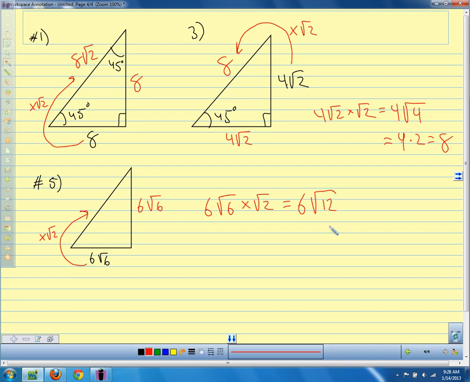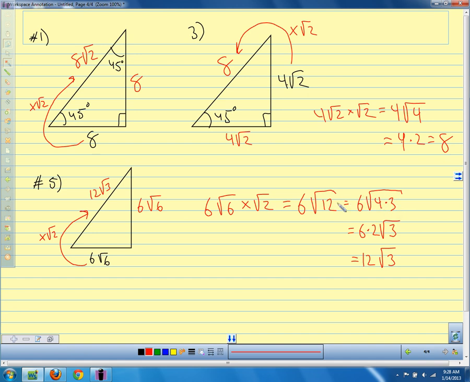Well, 12 I can simplify a little bit. What are two numbers that multiply to 12, where one of them I can take the square root of evenly? 6 and 2? Do we know the square root of 6 or 2? 4 and 3. And this is the same as 6 times the square root of 4 times 3. What's the square root of 4? 2. So I bring that 2 outside, so I get 6 times 2, and I leave the square root of 3 by itself. 6 times 2 is 12, so I get 12 square root 3. So my final answer here for this side would be 12 square root 3. So these two sides are 6 square root 6, and this side is 12 square root 3 units.